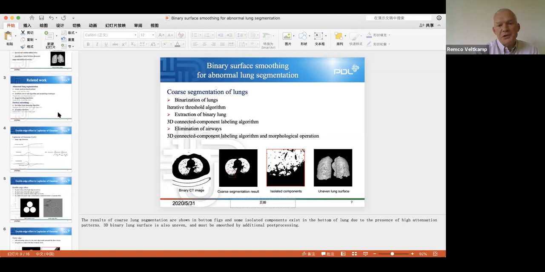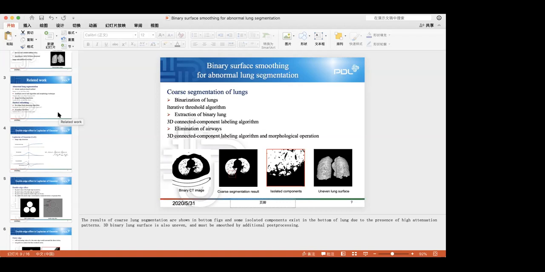So also the distinction between, say, normal lungs and abnormal lungs is maybe not important here.